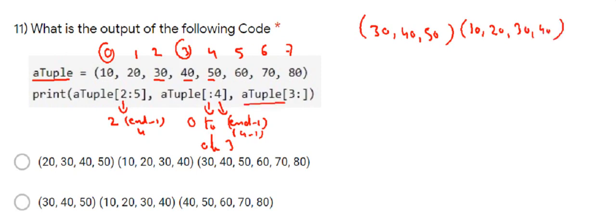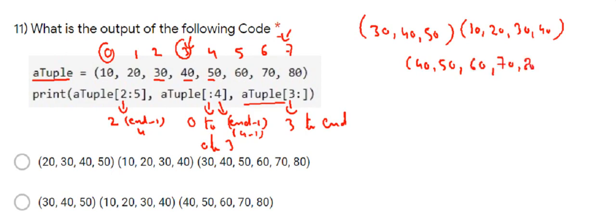The next one is tuple 3 colon. That means he has mentioned the starting index. The beginning index is 3. He has not mentioned the ending index. That means till the end, all the elements will be displayed. So from 3 to 7, all the elements will be displayed. So now 40, 50, 60, 70, 80 will be displayed.